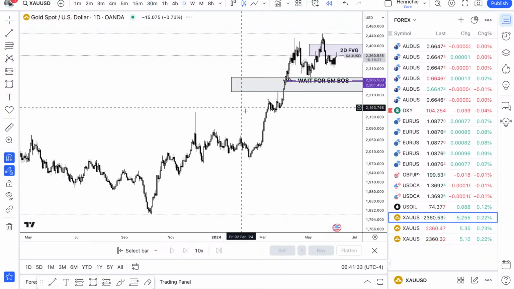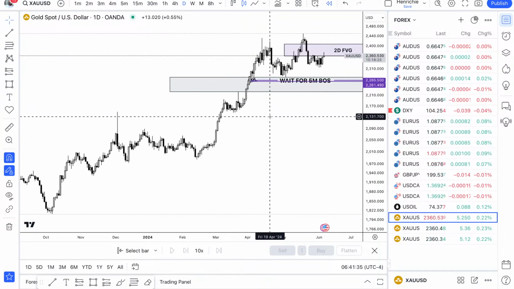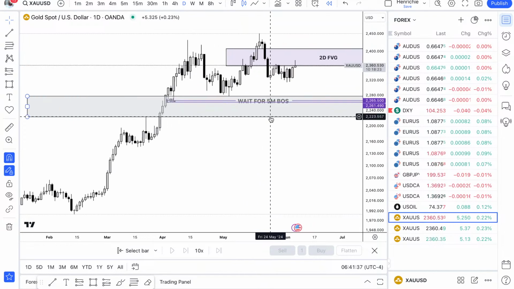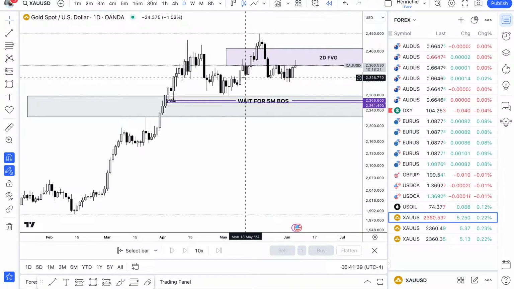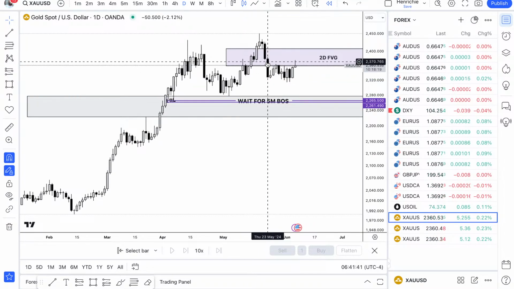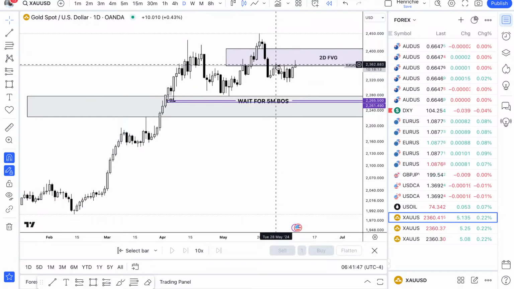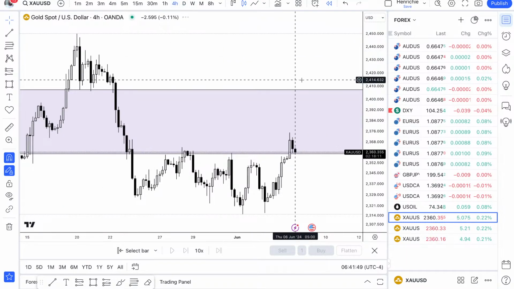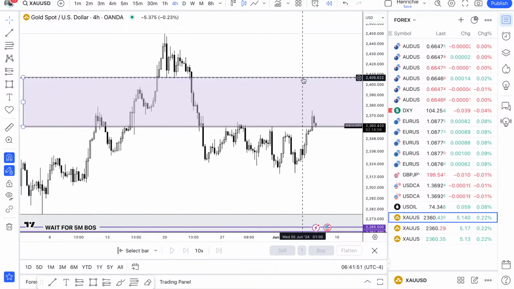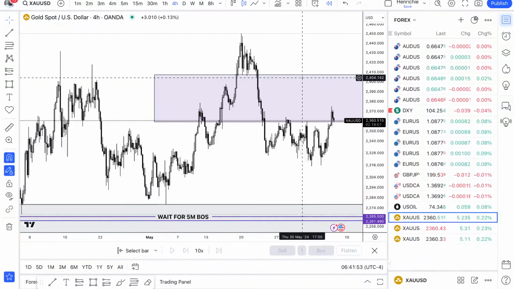So taking a look at gold, gold has been on a rampage back and forth as well. You can see how gold came to the downside, took liquidity, went to the upside, mitigated the inefficiency, came to the downside again, mitigated the last down close candles, and then we're going up again, taking buy side liquidity. So personally, I'm not really a fan of price action on gold lately.